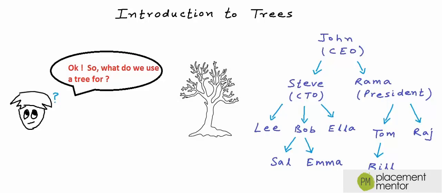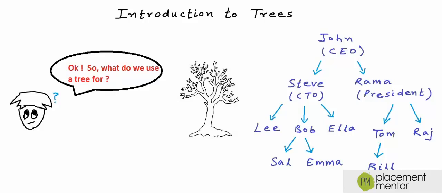Let's say this is organizational hierarchy of some company. In this company, John is CEO and John has two direct reports, Steve and Rama. Then Steve has three direct reports. Steve is manager of Lee, Bob, and Ella. They may be having some designation. Rama also has two direct reports. Then Bob has two direct reports, and then Tom has one direct report.